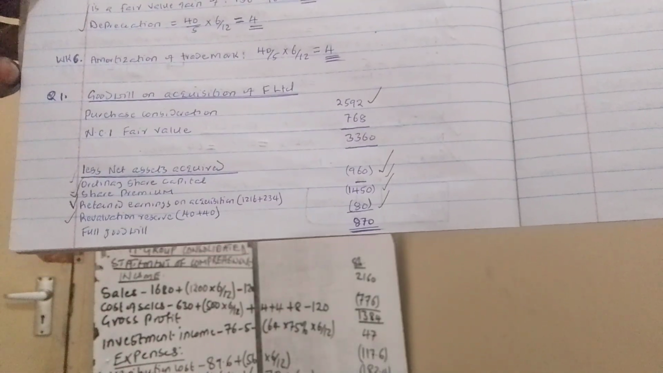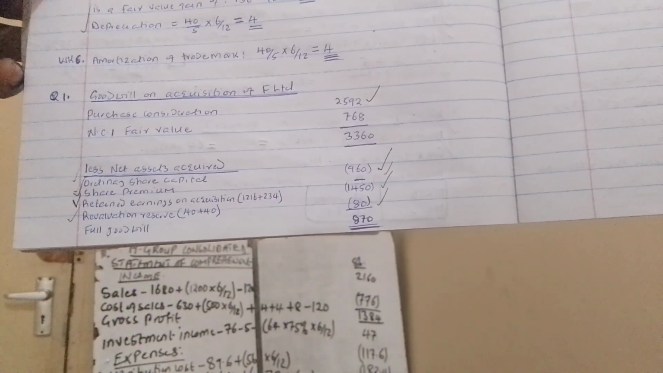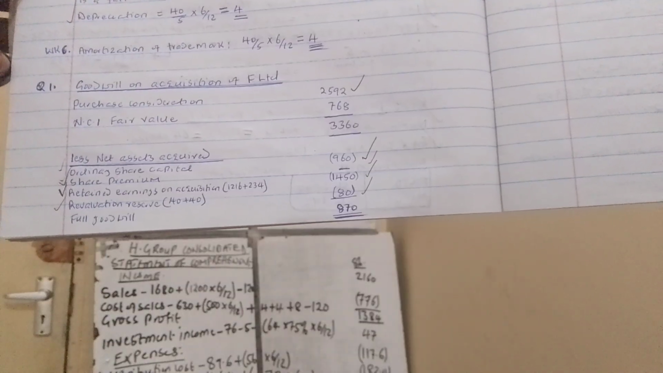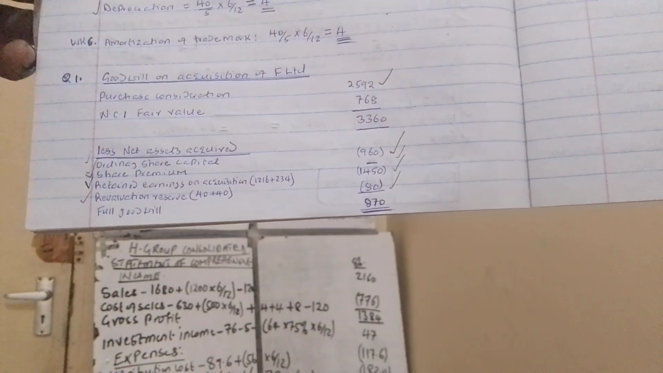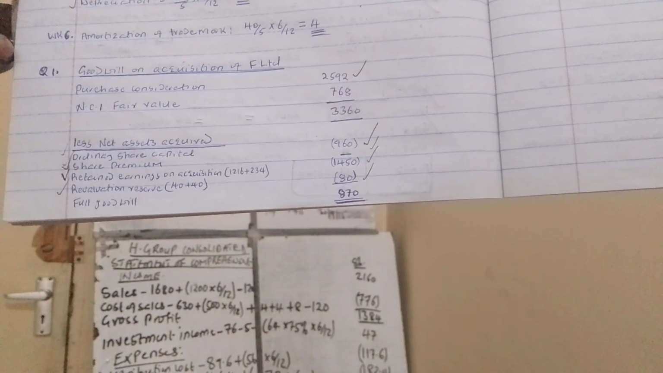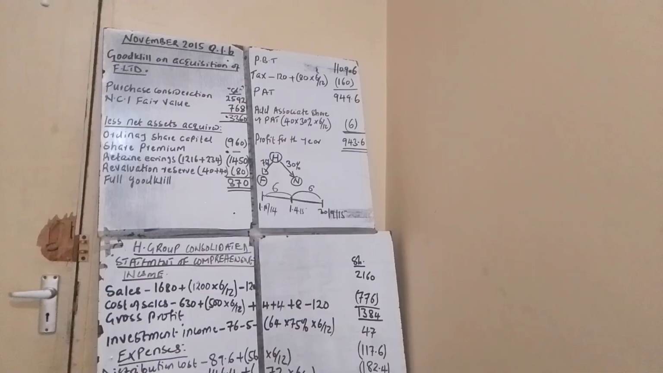Share premium, there is no share premium. Retained earnings as at the date of acquisition, 1450. We have seen how we have gotten that. Then revaluation reserves, 40 plus 40. So you less all that, your goodwill is 870. Okay, that is it about that. You can still check the same workings on the board here.